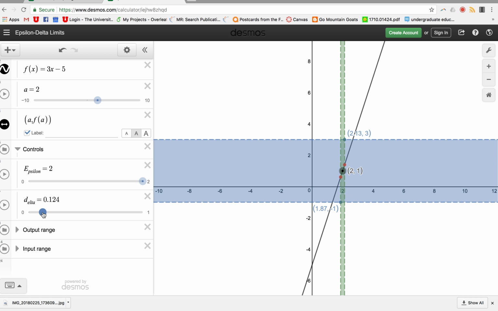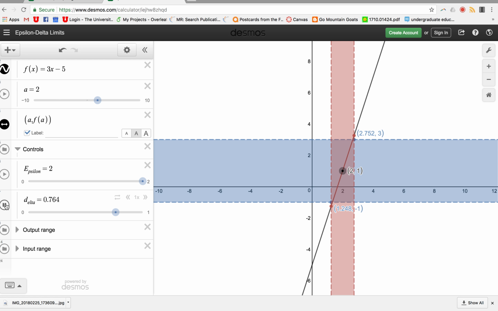I could be really safe and give you a delta tolerance of 0.1. It's over here somewhere. And then you'd have to be between 2.1 and 1.9, and your outputs would definitely be in that blue strip. And of course, as it goes through, at some point we're okay, and at other points we aren't.